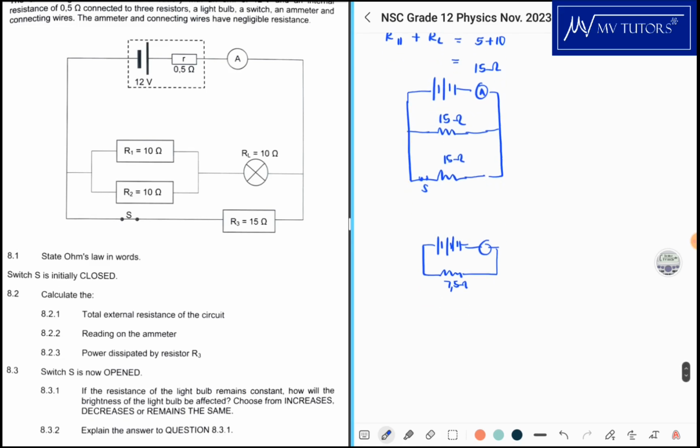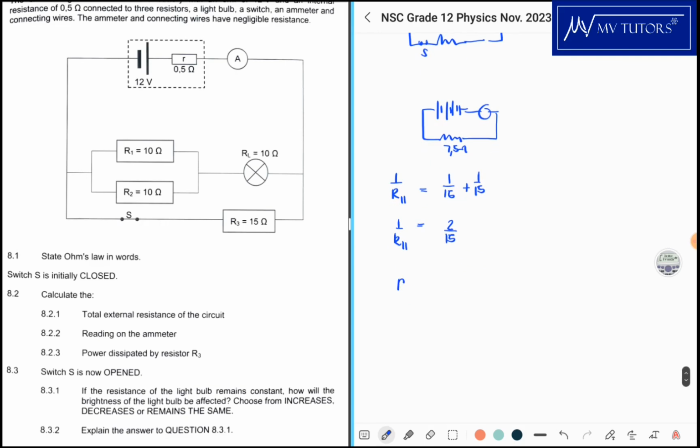And where does that come from? Again, 1 over the parallel resistance will be 1 over 15 plus 1 over 15, which is basically saying 15 divided by 2. Okay, that's 2 over 15, 1 over parallel resistance. And now that parallel resistance is just 15 over 2 or 7.5. Okay, so basically that is the external resistance. So the total external resistance is equal to 7.5 ohm.